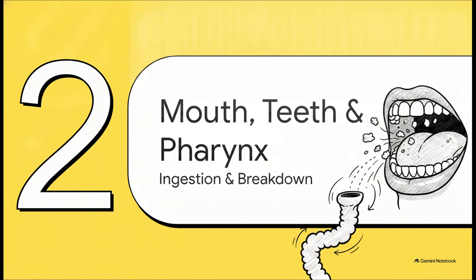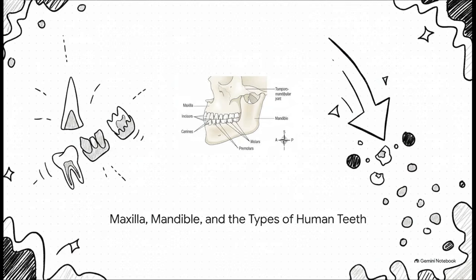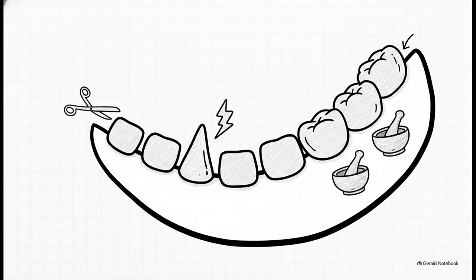Ingestion and mechanical breakdown. Digestion actually starts the exact second food enters your mouth. Mechanical breakdown kicks off with your jawbones, the maxilla on top and the mandible on the bottom. Safely embedded right in the alveolar sockets of these bones are your teeth. They are literally our built-in tools for cutting, tearing, and crushing solid food into tiny particles so we can safely swallow it. For your exams, you absolutely have to know the adult dental formula.